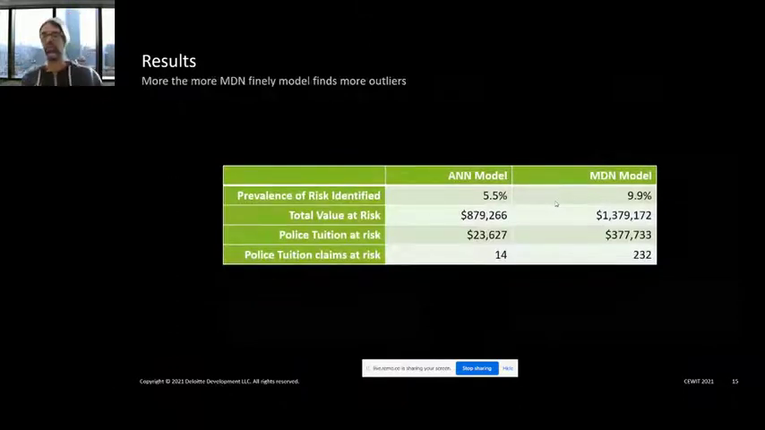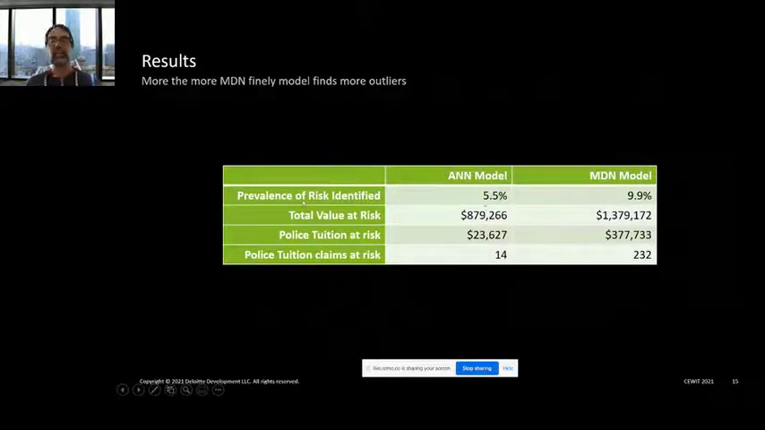And as far as results, and in terms of how much it finds, you can see that comparing the traditional regression model to the MDN, the prevalence of risk identified is higher. It finds more risk, almost double the risk in the MDN than the traditional neural network. And this also affects value, where we can calculate the value, and I'll show this in a demo a little bit more. Much more money at risk is found.